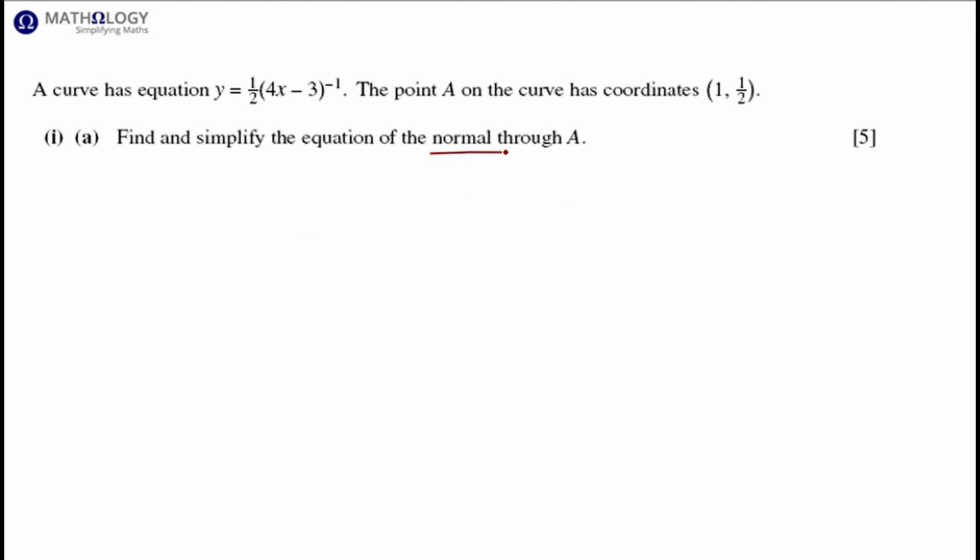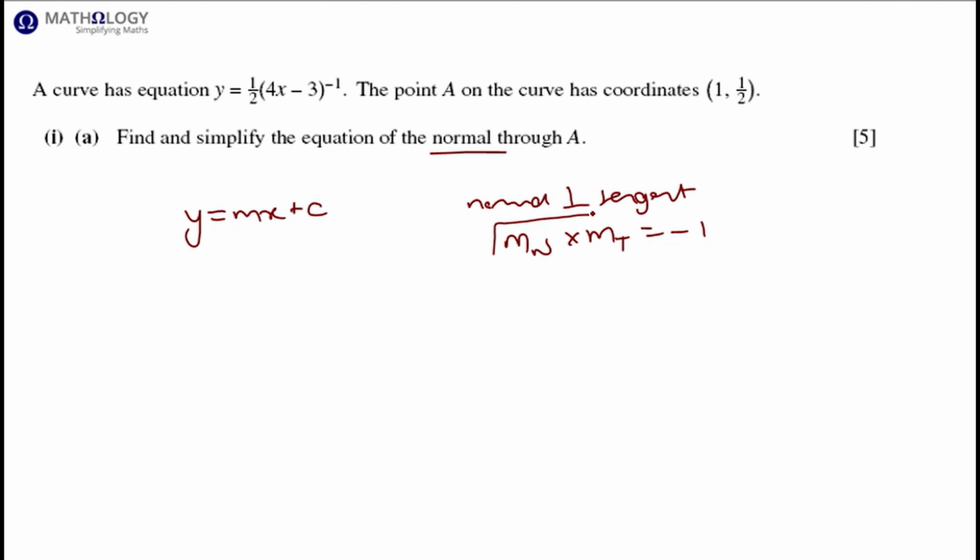Okay, so let's just start with the fact that we're looking for the equation of a normal. A normal is a straight line, so it's defined by y equals mx plus c. A normal is perpendicular to a tangent. What that means is that the gradient of the normal times the gradient of a tangent equals negative 1. This is the condition for two perpendicular lines.